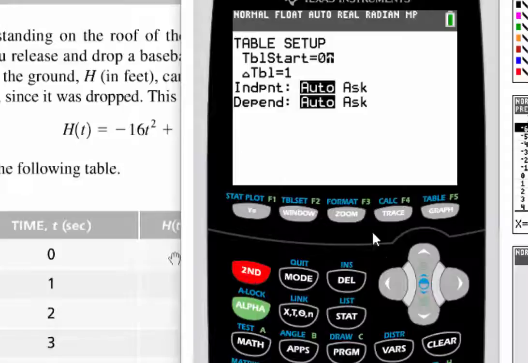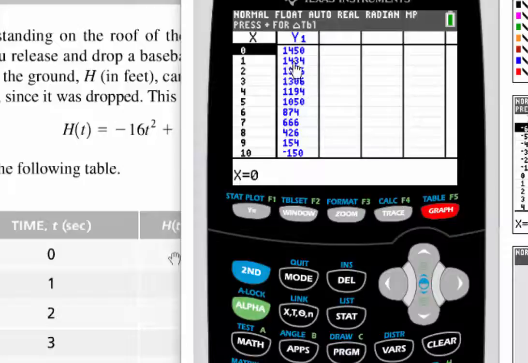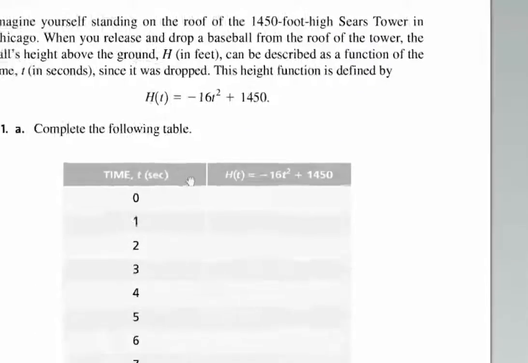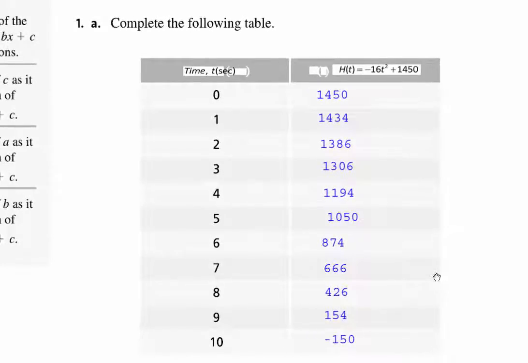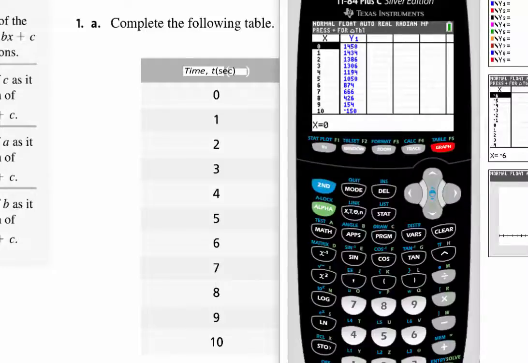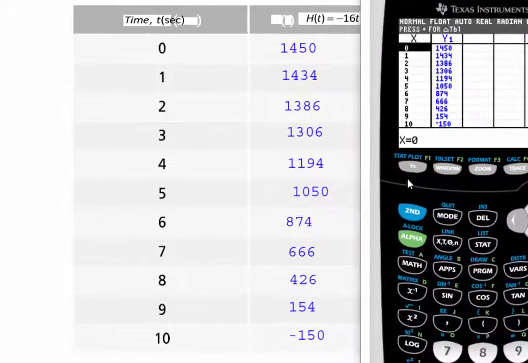So now I press second and graph, because above graph says table. And these are my values, right? So 1,450 feet, 1,434 feet. And you can see as time gets bigger, the height of the baseball becomes smaller, right? And eventually it's going to hit the ground. So somewhere between 9 and 10 seconds, the height is 0, so the ball would be on the ground. So let's complete this table. Hopefully your table looks something like this. And again, I took these values directly from my calculator by graphing the function and then creating a table.